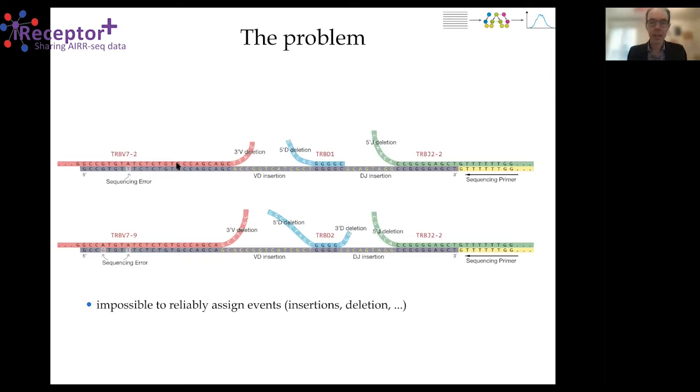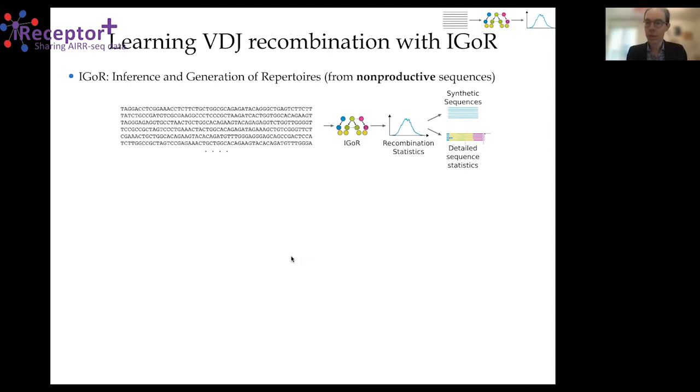And what I'm showing is that two different scenarios can actually give rise to the exact same sequence. In this particular example, we can't really know whether it's actually a D1 or D2 that gave rise to the sequence. And we also don't know really what the number of insertions and deletions are, right? And so to address this issue, we developed a piece of software, which we call Igor, which will take as an input raw nucleotide sequences.